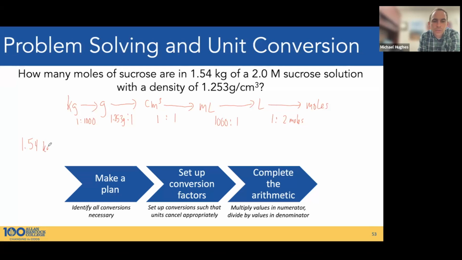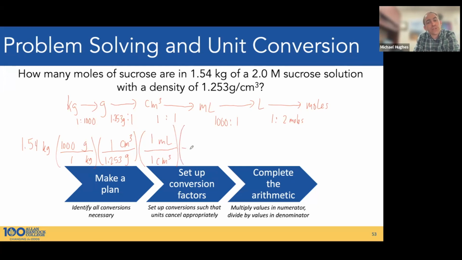1.54 kilograms. We want kilograms to go away and grams to come out. And there are 1,000 grams in 1 kilogram. Now we want grams to go away and cubic centimeters to come out. And according to our density, there is 1.253 grams for every 1 cubic centimeter. And then that handy relationship from all of those medical dramas we watch on TV, 50 cc's is really equal to 50 milliliters. So 1 cubic centimeter is 1 milliliter.